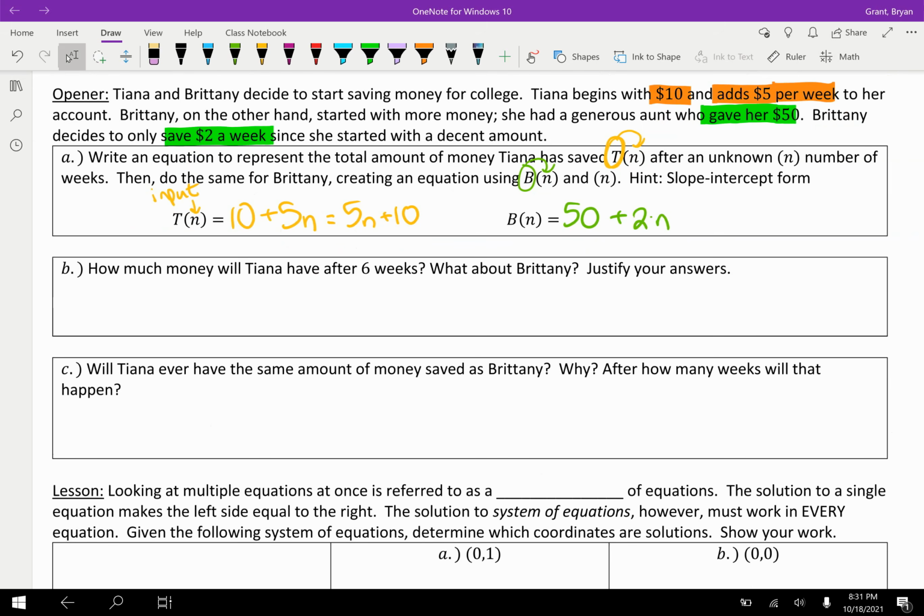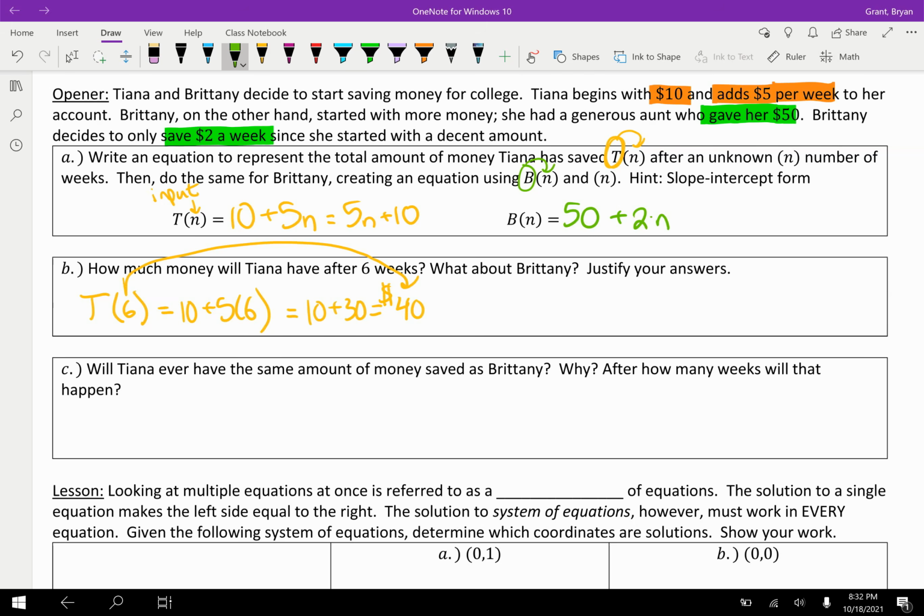And what about Brittany? Well, the way we show how much money Tiana has after 6 weeks is we say T of 6, Tiana's money after 6 weeks. And as a reminder, this function notation just means take the 6 and replace the input variable n with that 6. And I'm just going to work to the right. This becomes 10 plus 30, that's 5 times 6, which is $40. After 6 weeks, Tiana has $40.